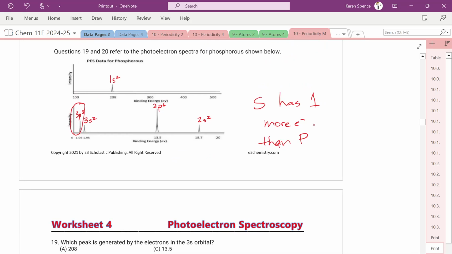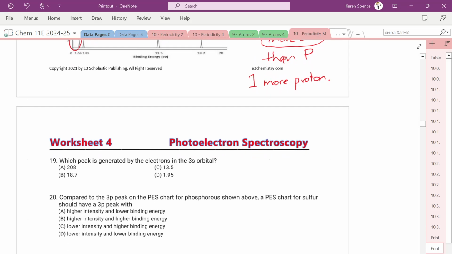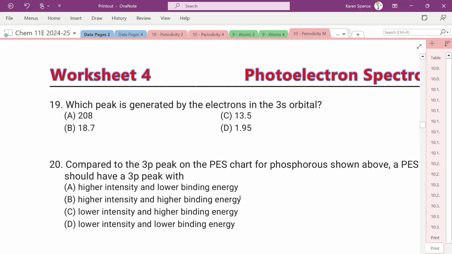And sulfur, in addition to having one more electron, what else does it have? It also has one more proton. So will it be less tightly bound or more tightly bound? It'll be more tightly bound. So it'll have a higher binding energy. So it'll have a higher intensity and a higher binding energy. The answer key says lower? Well, that's just wrong. The answer is B.